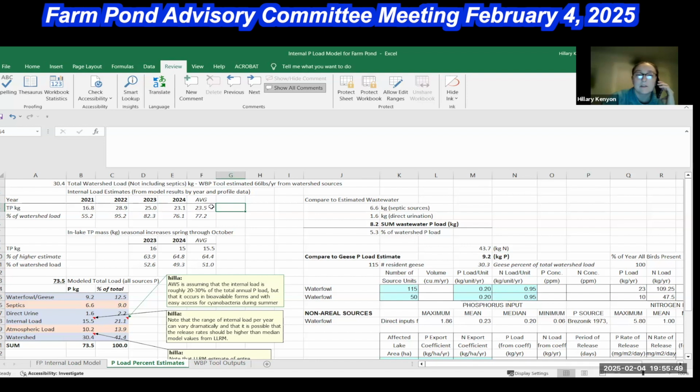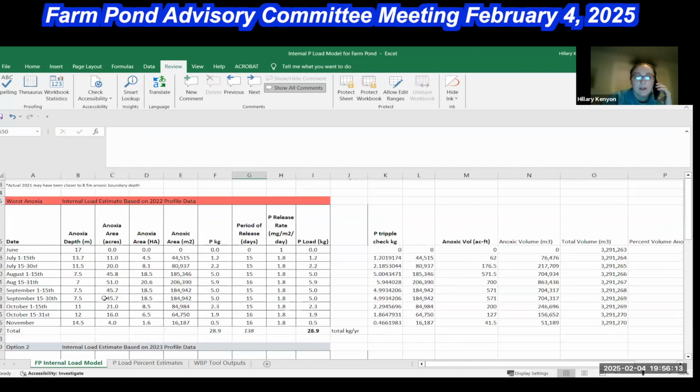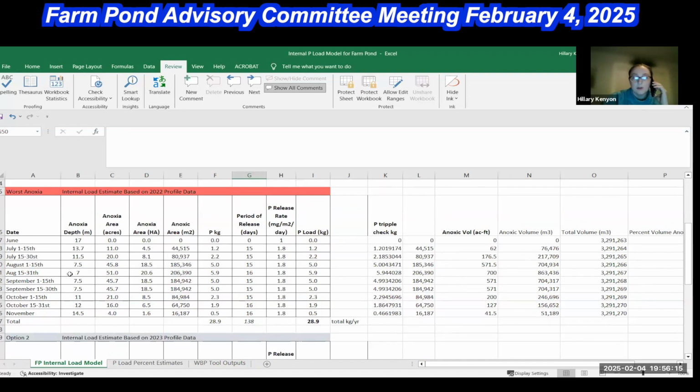that total mass is actually making its way to the area of the lake where algae are going to be actively growing. So based on your profiles from the last 10 years, I would expect that the release of phosphorus is similar in most years. What I found was that in 2022, your area of anoxia was much greater.